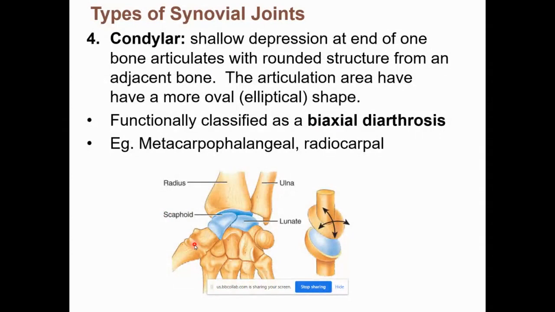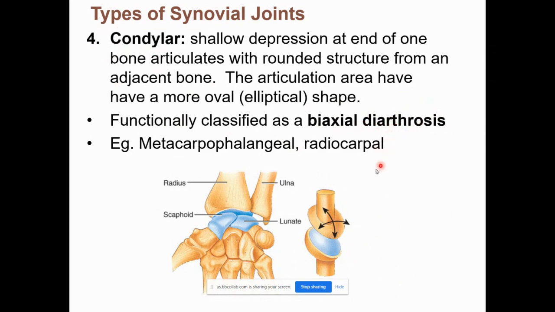A condylar joint moves in two planes. On the sagittal plane, so it can flex and extend, and it also moves on the frontal plane. So you can move something away from your body and back towards it, towards the sides and back to the midline. So because condylar joints move in two planes, they're called biaxial. And all synovial joints are a diarthrosis. So that goes without saying for all 6 types. We're on number 4. They're all freely movable.